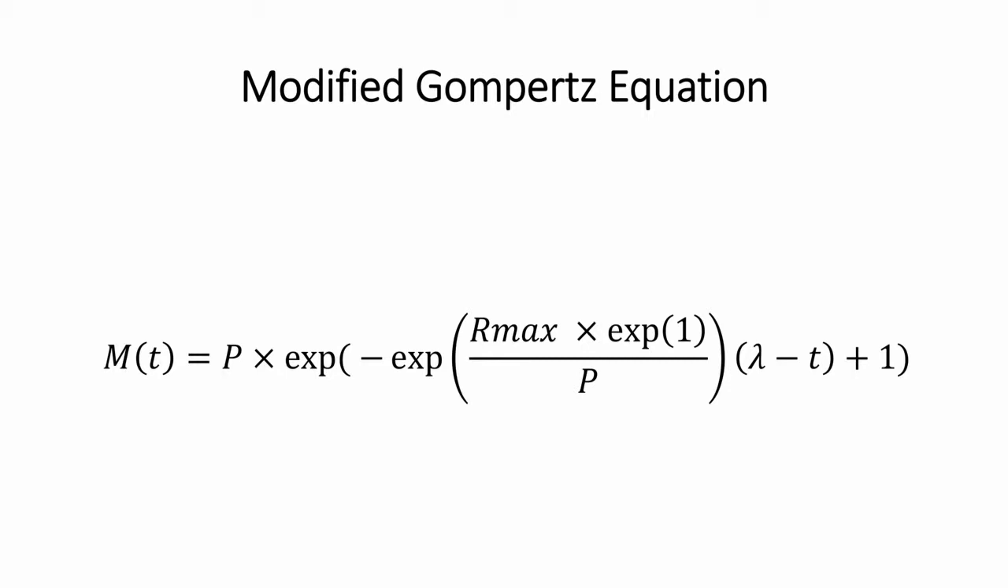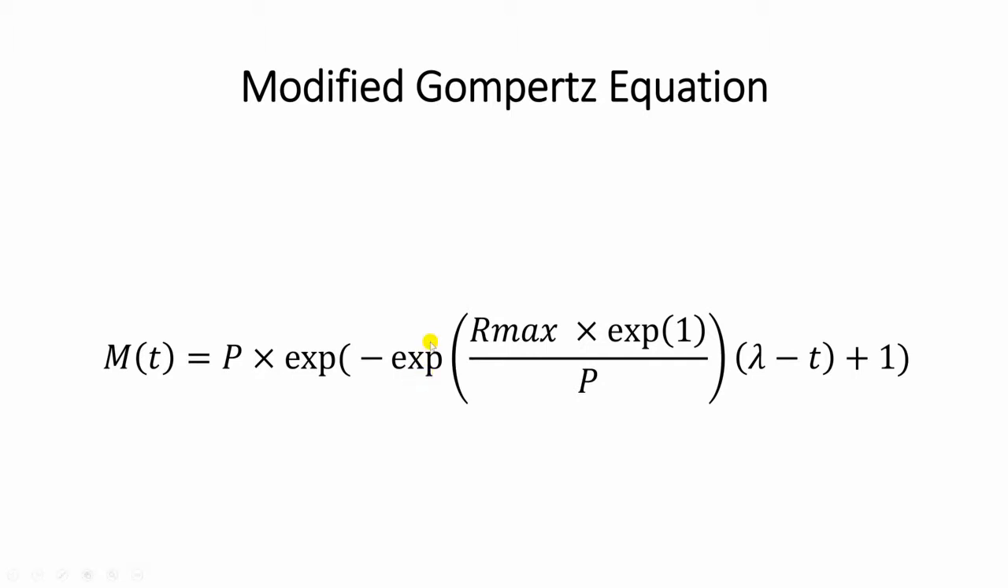As you can see, T is time and M of T is cumulative methane yield, with the unit of liter of methane per kilogram VS. Lambda here is the lag phase time. P represents the methane potential with the unit of liter per kilogram of VS. Rmax refers to the maximum methane production rate with the unit of liter per kilogram VS per day. When T approaches infinity, the cumulative methane yield should approach its carrying capacity, or P here.